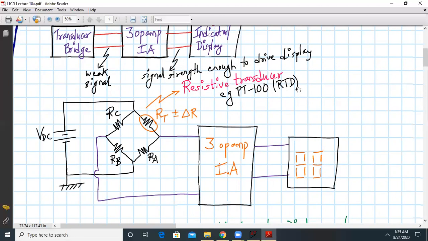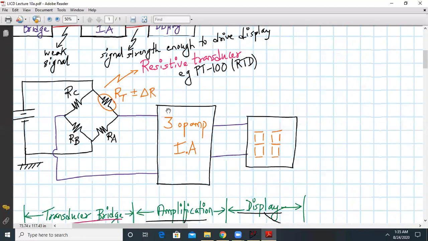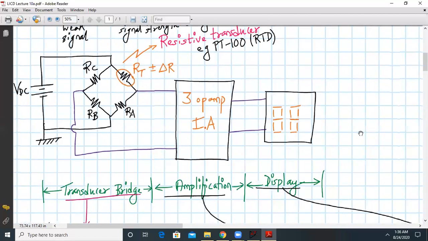For example, it can be a PT100 RTD. An RTD is a resistive transducer, and its resistance will change by plus or minus delta R with respect to change in temperature. So what we want to build is a system that senses the temperature. It is sensed by this RTD, which converts it into a change in resistance, and that change in resistance is converted into a change in voltage, which creates the imbalance in the bridge. This is amplified by the 3 op-amp instrumentation amplifier, and finally it is displayed on the 7-segment LED. So this is basically the idea. The first section is called the transducer bridge, the second is the amplification, and the third one is the display element.